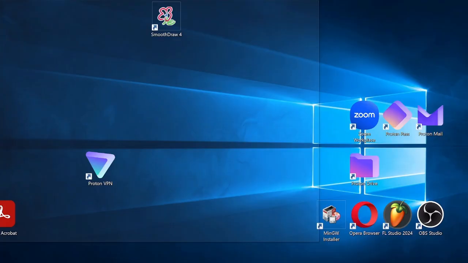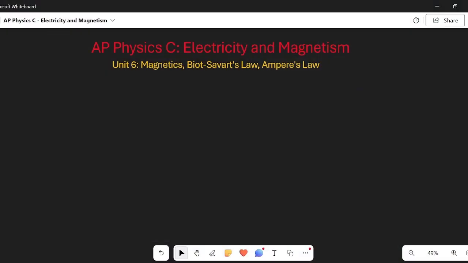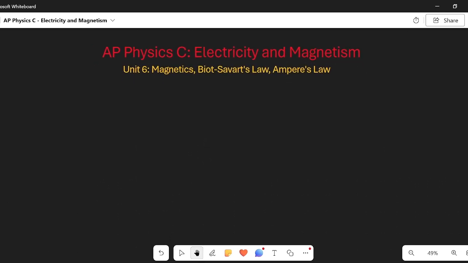So today we are going to be returning to our study of AP Physics C, Electricity and Magnetism. And today we are going to be covering magnetics or magnetic fields, Biot-Savart's law and Ampere's law. So first, let's get started with magnetics.